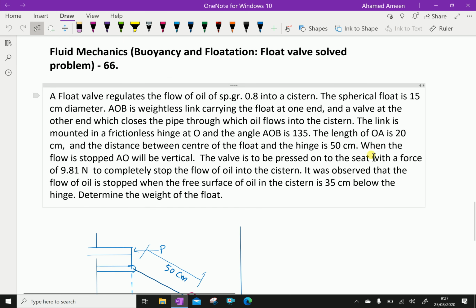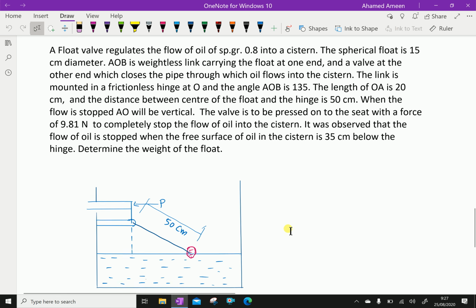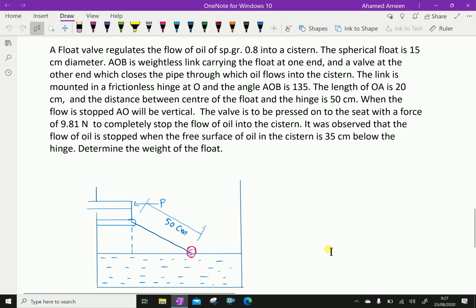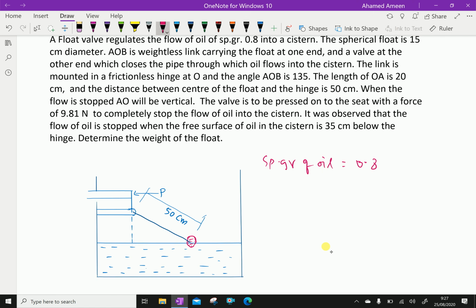The problem is given here. Then we'll start the problem now. Specific gravity of oil is 0.8. Therefore, rho o is 0.8 into 1000 equal 800 kg per meter cube.